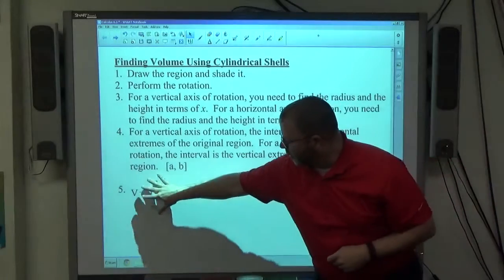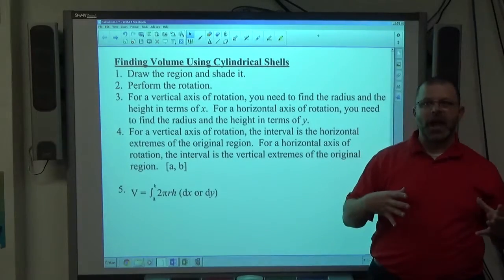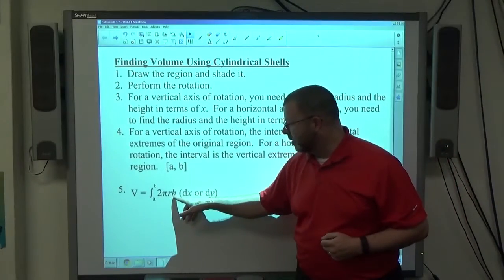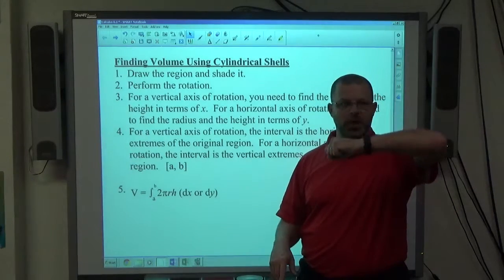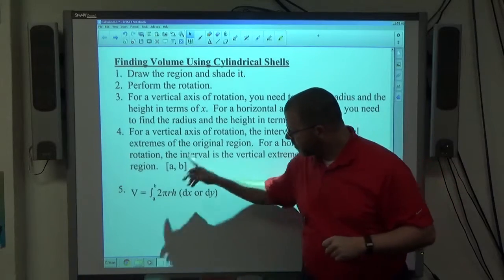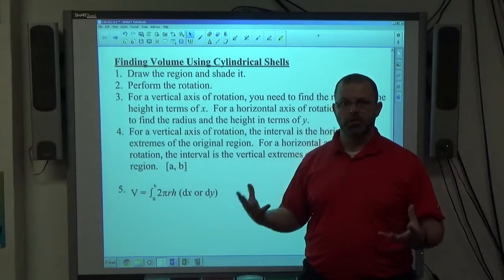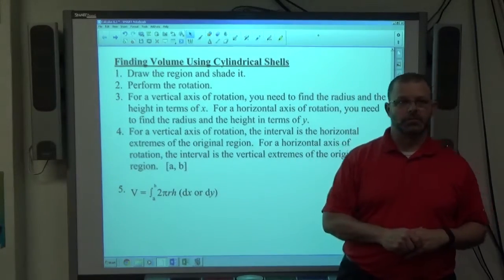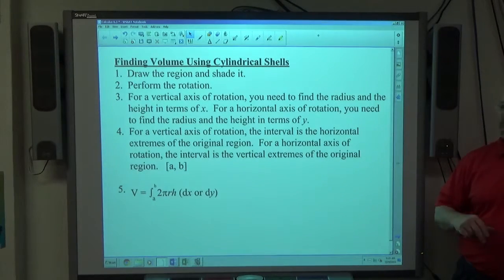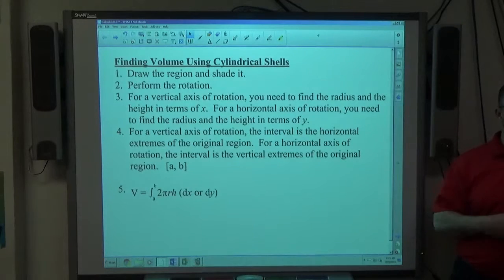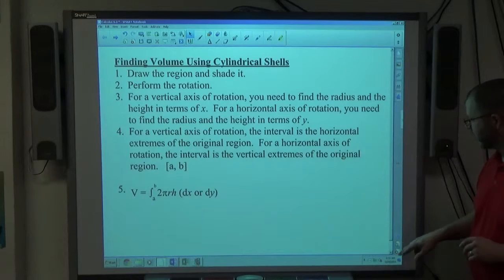So basically we want to construct this directly from the picture. There's no cross-sectional area happening here. We want to figure out the radius and height in terms of x or y. Again, for vertical it's x, for horizontal it's y, backwards from the other method. And whichever one it is, we want to find the interval for the original region. Okay. We'll construct that integral, and then we'll evaluate that integral. In my opinion, that part's easier than the other one. But the actual construction of it, the visualization of it, is the hard part for me on this. So I'm assuming for most people it'll be the hard part. So let's take a look.